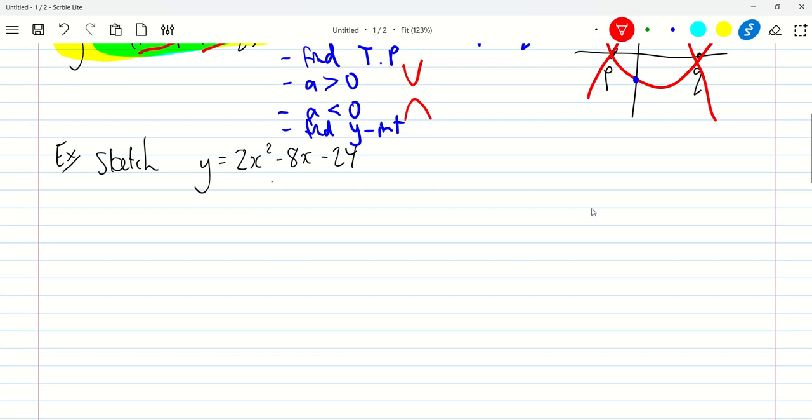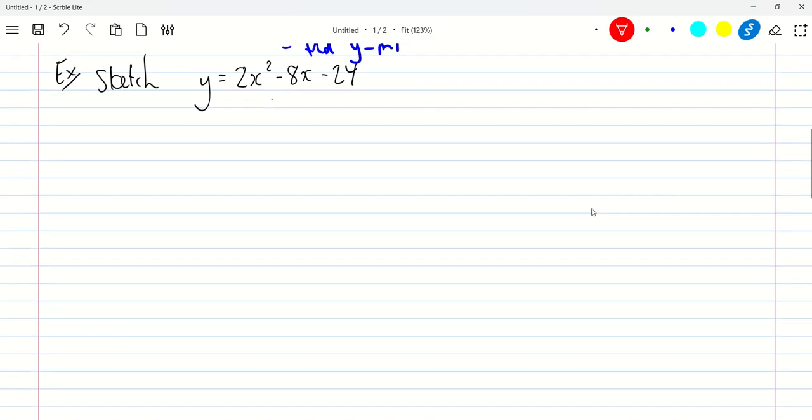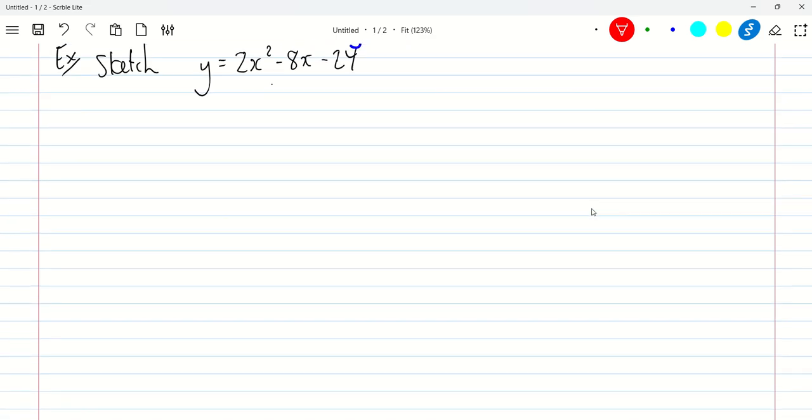Let's actually do a couple, all right? So let's sketch this guy here: y equals 2x squared minus 8x minus 24. So let's go. I'll do a bunch of things and talk through different options here. I can immediately see that there's a common factor of 2 in all of those terms, and so it looks to me like this would be easy to factorize. So if I take 2 out the front, x squared minus 4x minus 12.